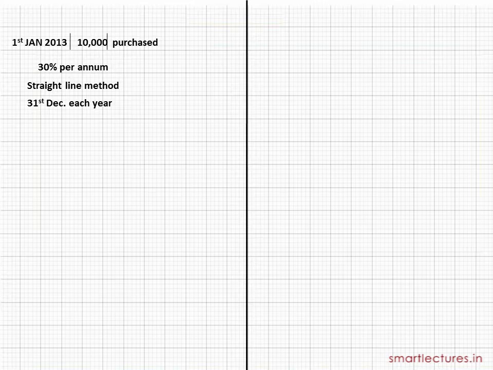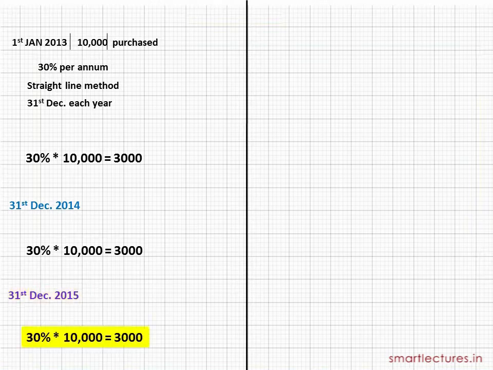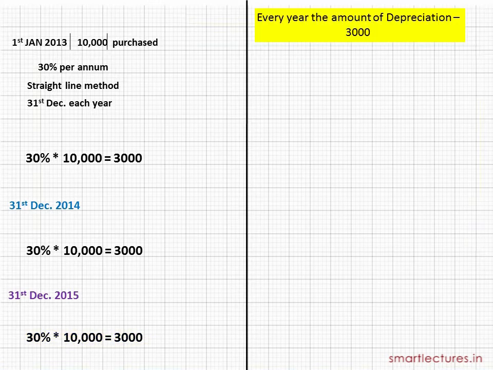It means the machinery has been purchased on 1st January 2013. On 31st December 2013, you will provide the depreciation, 30% of 10,000, that will be 3,000. In the next year, as on 31st December 2014, again you will have to provide depreciation, and that will be 30% of 10,000, rupees 3,000. In the next year, as on 31st December 2015, again you will provide the depreciation, 30% of 10,000, that is 3,000. It means every year the amount of the depreciation will be 3,000.